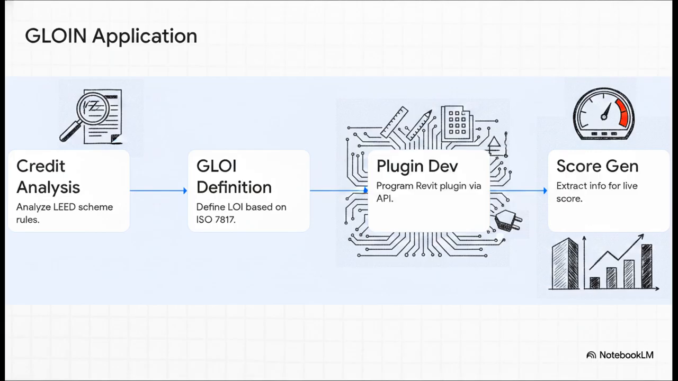Step 2, you define the green level of information based on those exact rules and create your Revit parameters as placeholders. Step 3, you program a plugin using an API to read those parameters. And step 4, boom, you generate that actual live lead score right there inside the software.